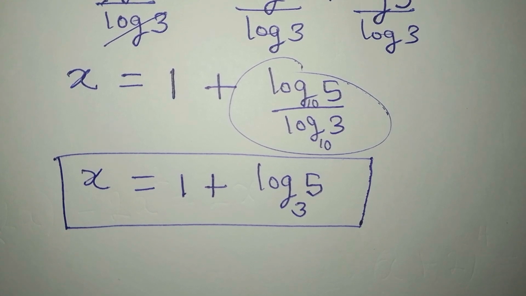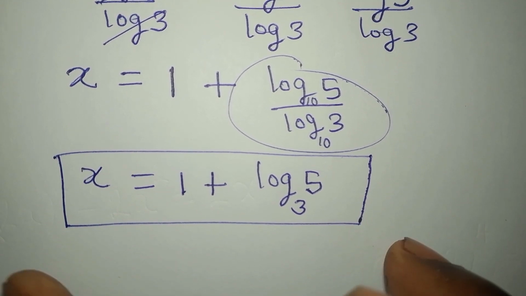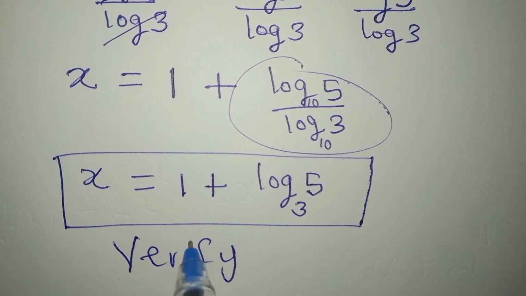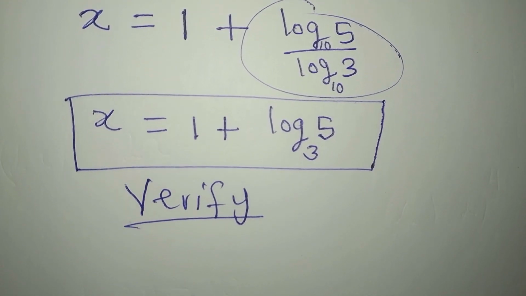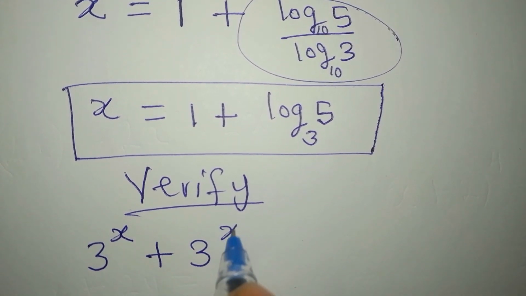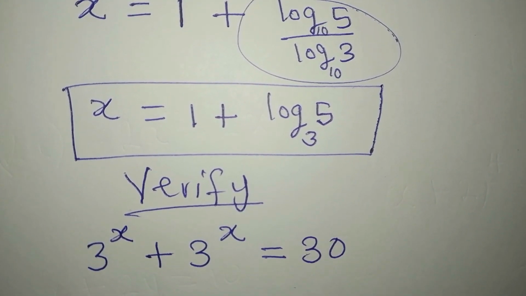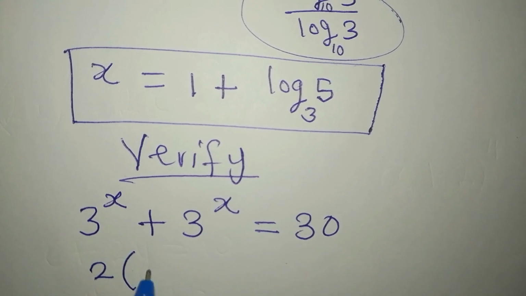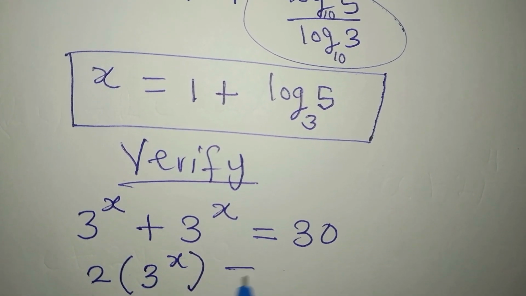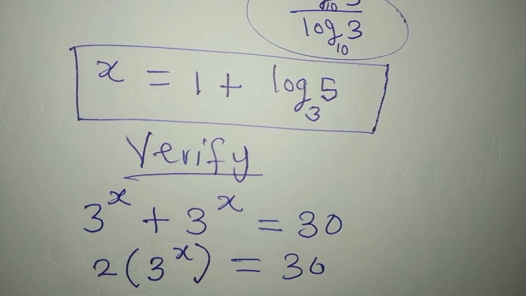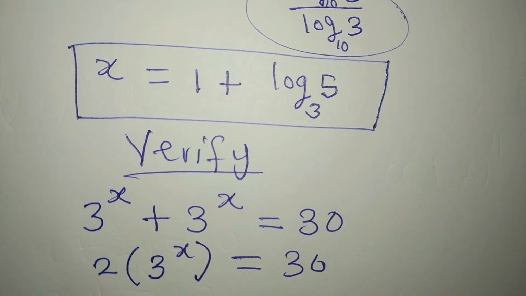And you know how we normally do it. We make sure that we verify, because the answer we have got may not be correct. So from verification, you will see whether you were right or wrong. The equation is 3 to the power of x plus 3 to the power of x equals 30. And like we know, this is the same thing as 2 multiplied by 3 to the power of x being equal to 30 from what we did before. So we are going to continue as we put in the value of x into this.